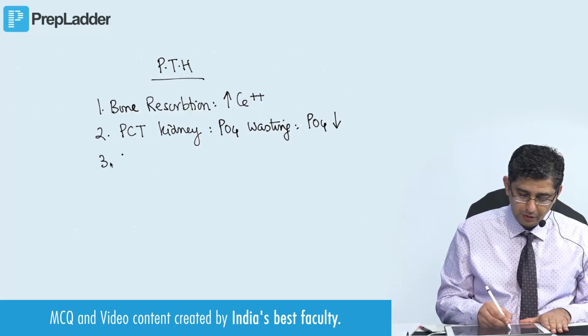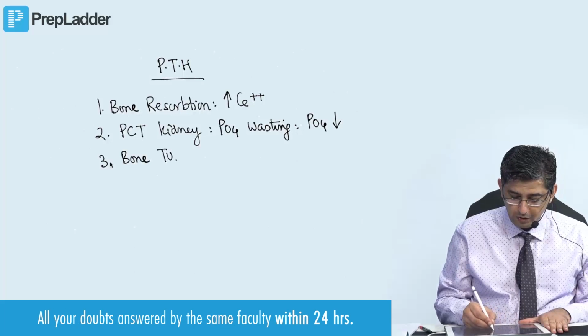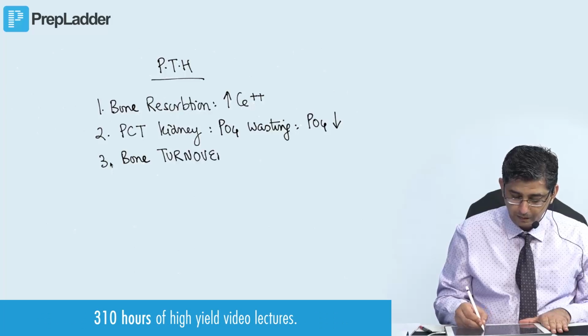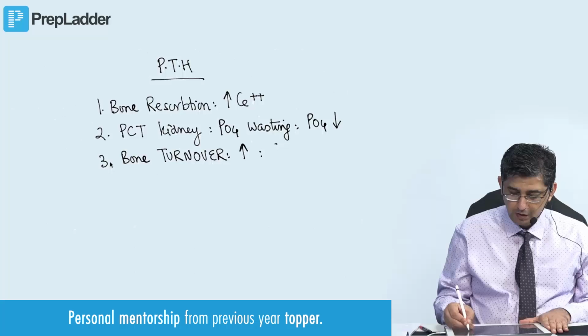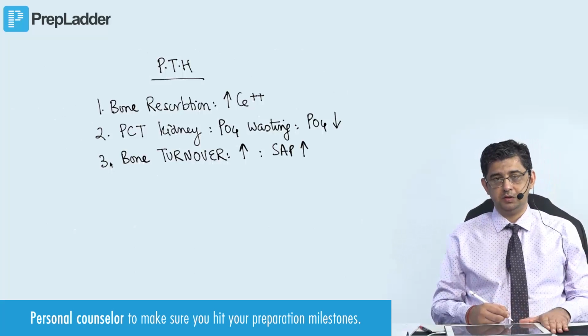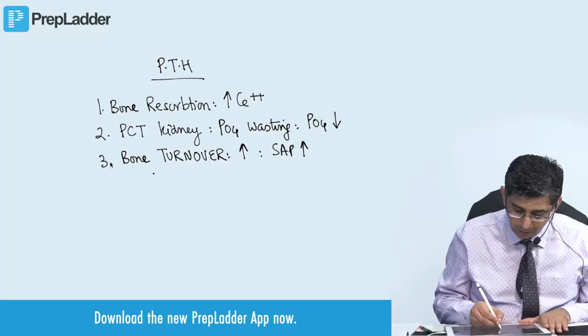This is also responsible for increasing the bone turnover. And if you increase the bone turnover in the body, then it will result in an increase in serum alkaline phosphatase, which is itself an MCQ: what is the best marker of bone turnover? SAP.